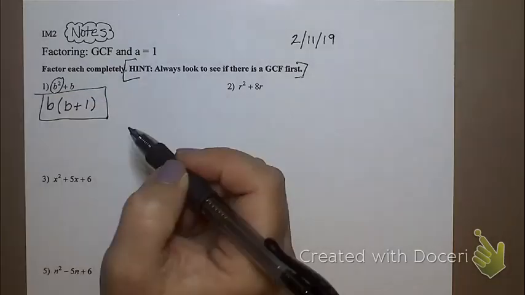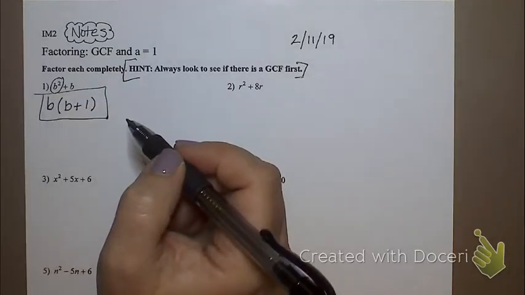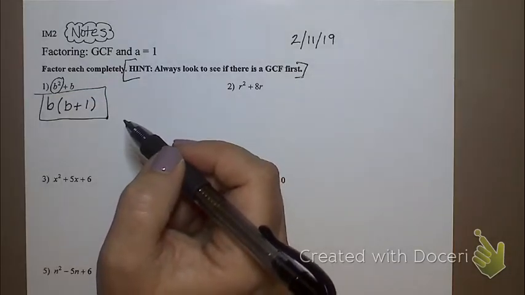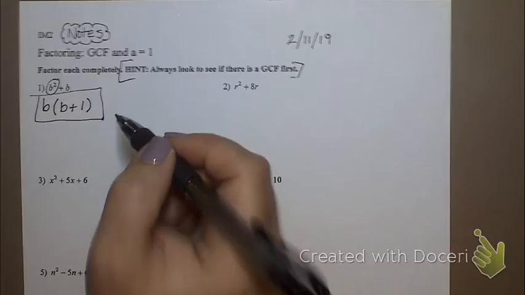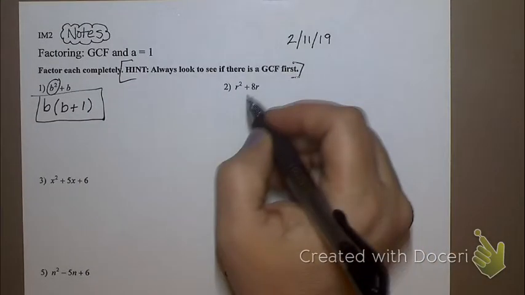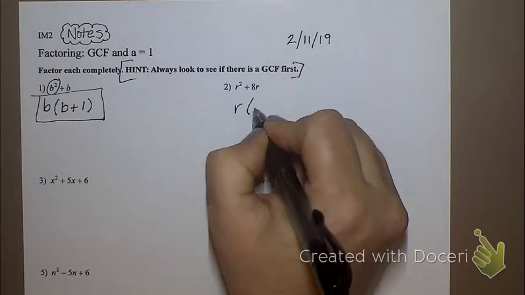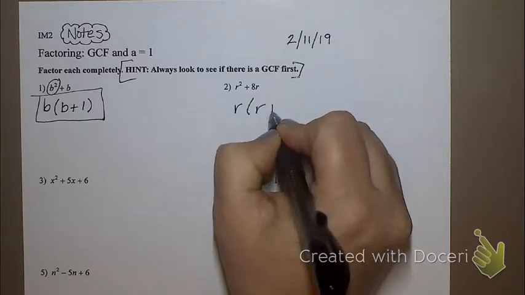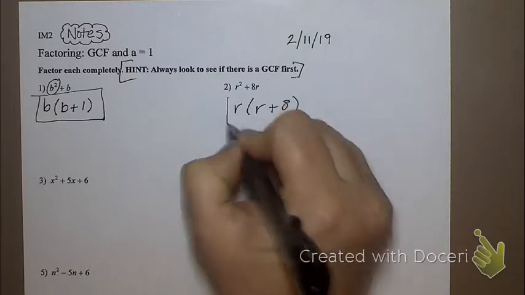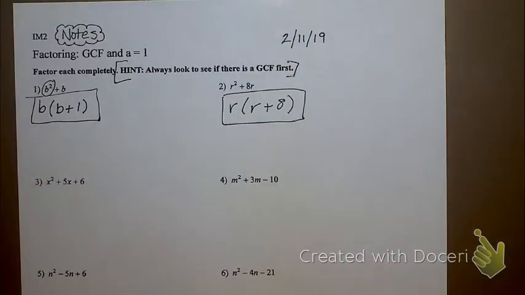This we learned was called what? Undistributing. It's not officially called that. That's just my word for it. What can I take out here? R. What would be left inside? R plus 8. And that leaves me with that. That's easy, right?